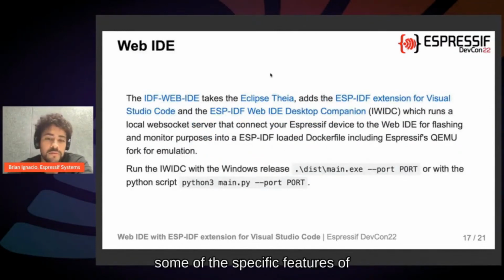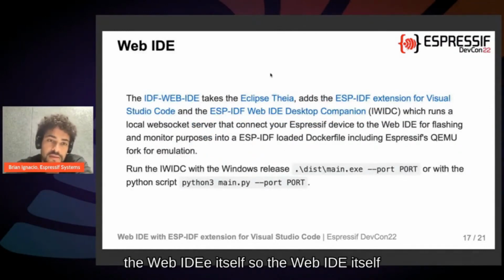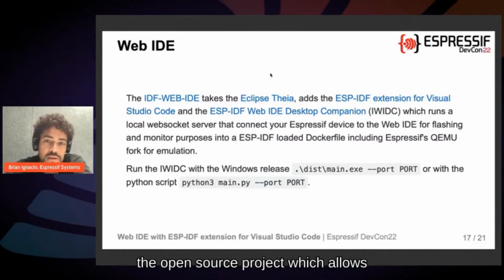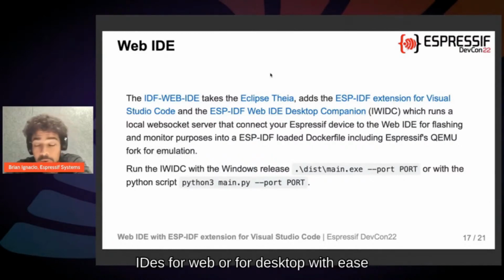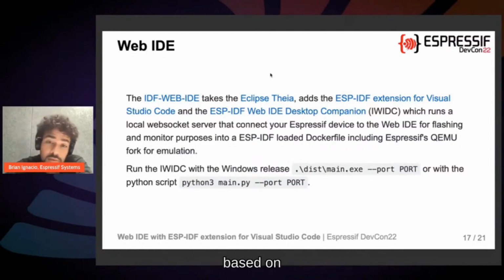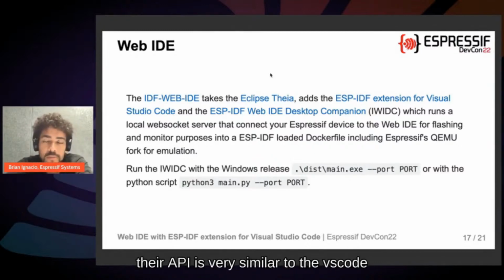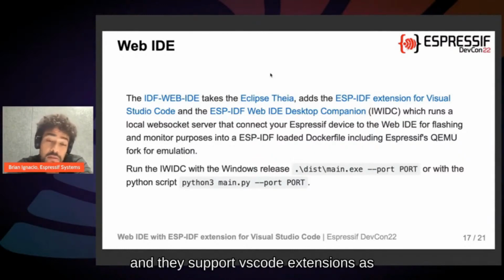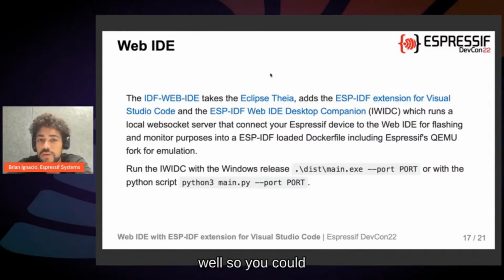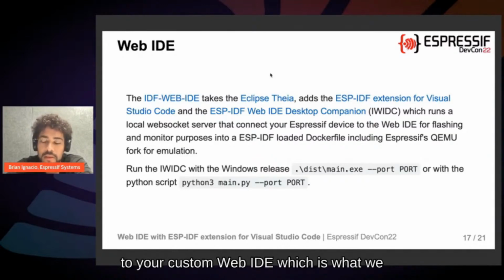Now, some of the specific features of the web IDE itself. The web IDE is based on Eclipse Theia. Eclipse Theia is an open source project which allows you to create IDEs for web or for desktop with ease, based on Electron. You can do that for both the web and the local scenario, and their API is very similar to VS Code, and they support VS Code extensions as well. So you can add these things to your custom web IDE, which is what we do here.